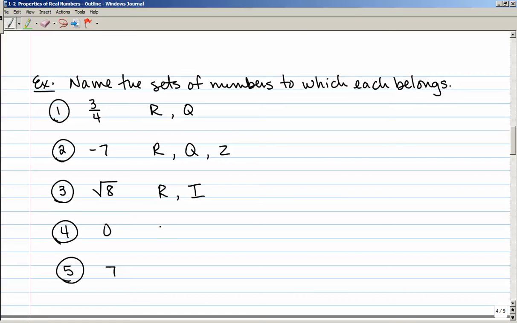0 is a real number. It is also a rational number because you can write 0 as 0/7. It is an integer. It is also a whole number, but it is not a natural number because remember, the natural numbers start with 1. And 7 is a real number, a rational number, an integer, a whole number, and it is also a natural number.